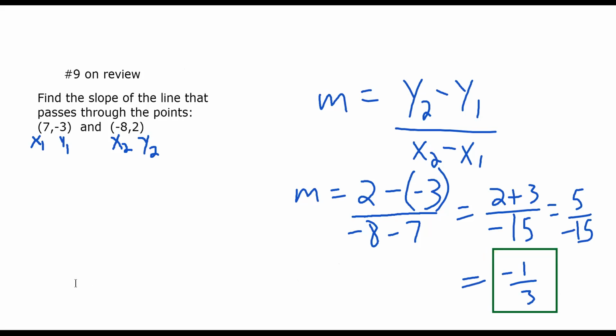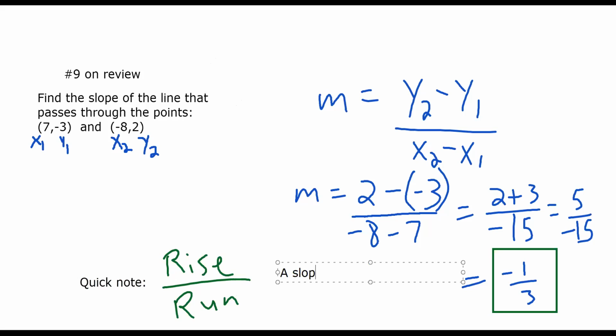Real quick, remember the rise over run interpretation of slope. The top value gives you your rise, or sometimes it's your fall based on whether the slope is positive or negative. The top value tells you your vertical change for every unit of your horizontal change. So a slope of negative 1/3, it falls because the slope is negative.